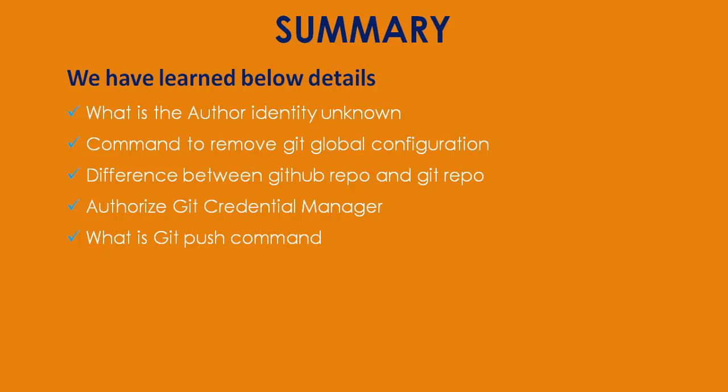So that helps us push these changes from the local Git repository to the remote GitHub repository. And we learned the difference between a GitHub repository and a Git repository, how to authorize the Git credential manager, and what the git push command is. The git push command is nothing but pushing the changes from the local Git repository to the GitHub repository.